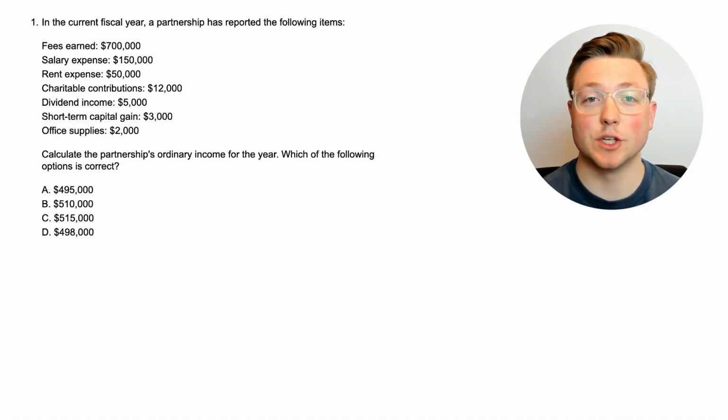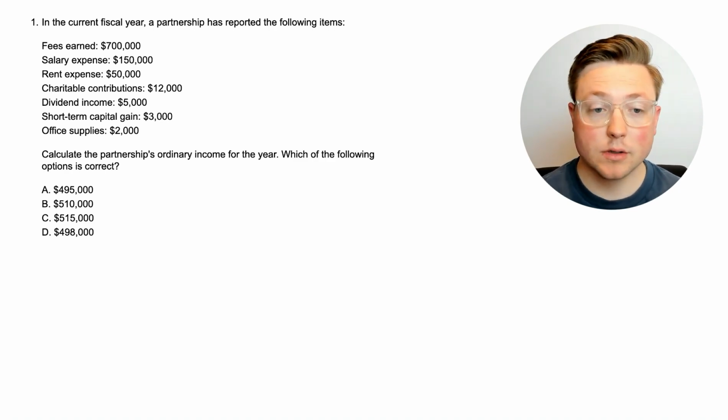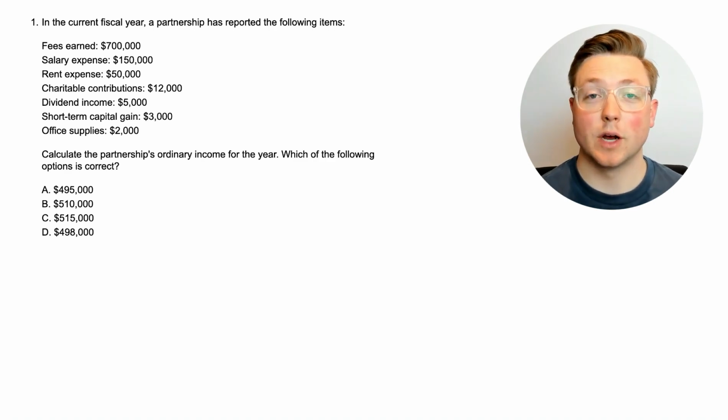All right, here is question 1. In the current fiscal year, a partnership has reported the following items: fees earned of $700,000, salary expense $150,000, rent expense $50,000, charitable contributions $12,000, dividend income $5,000, short-term capital gain $3,000, and office supplies of $2,000. We need to calculate the partnership's ordinary income for the year. Which of the following options is correct?